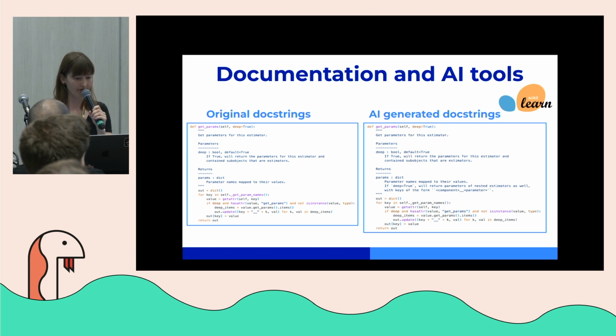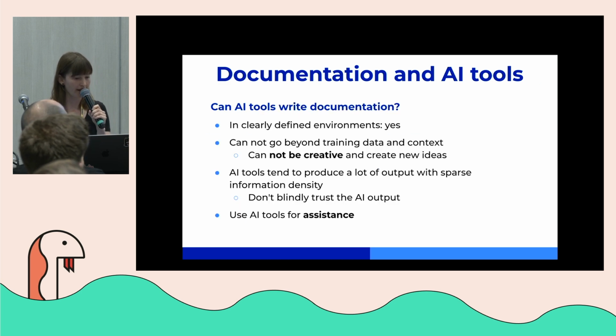And so, in summary, going back to our question, can AI tools write documentation? I would say in clearly defined environments, yes. But there's a caveat. They cannot go beyond training data and the context that they're operating in, and so they cannot be creative and they cannot create new ideas. They cannot be like, hey, you know what would be really cool? It would be really cool to have this kind of library that solves this kind of problem. This is not happening.